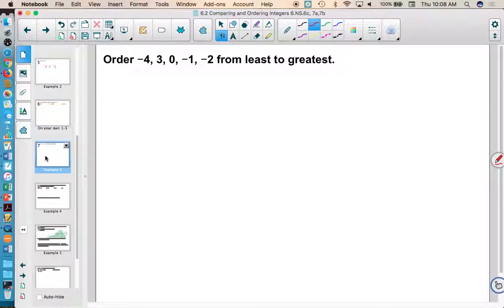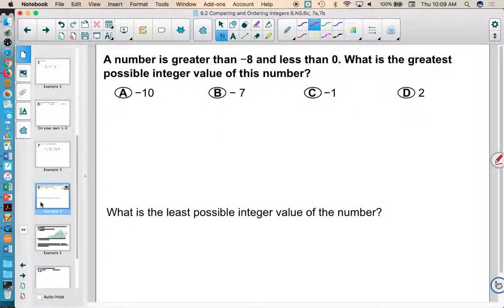All right, as I walked around the room, somebody tell me what this order should be. Because as I walked around, we have kiddos that got this, and I love it. Jaden, talk to me. Negative 4, negative 2, negative 1, and then 0, 3. Sweet. And if that's the order you have, you guys are rock stars. Okay. We're just going to take it a little bit further.